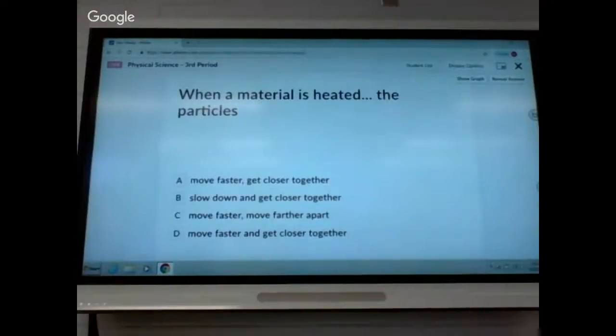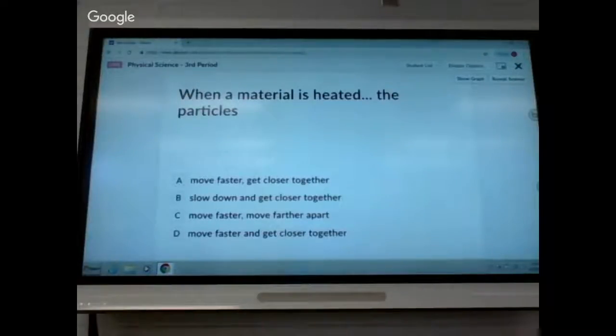All right. When a material is heated, the particles do what? What do they do when they get heated? Are A and B the same? No. A is they move faster, B is they slow down. D, move faster and get, yeah, A is the same.